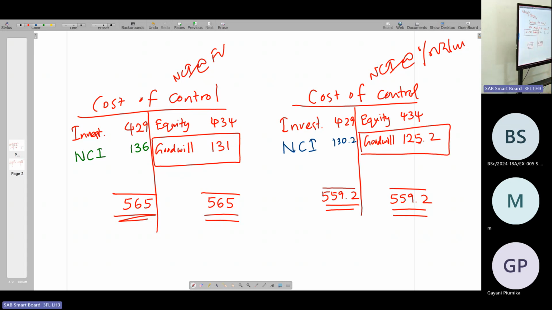See, there is a difference in the goodwill. Why? Here 131, here 125.2. What is the reason? NCI calculation method. Right, thank you very much.